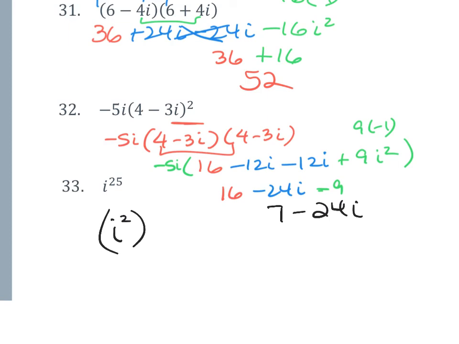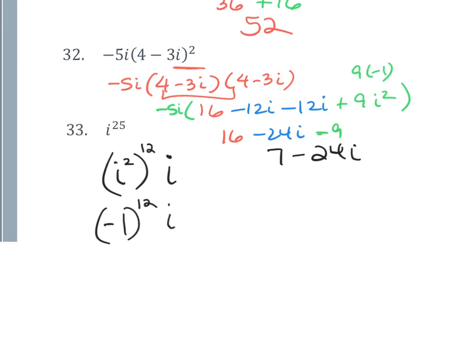Over here for the i raised to the 25th power, again, I'm going to break it down into an i squared. 25 is odd. Closest I can get it would be 2 times 12, which would be 24. And then one more i makes it 25. Again, simplify the i squared to a -1. -1 raised to an even power is going to be positive 1 times i. So the answer here is i.